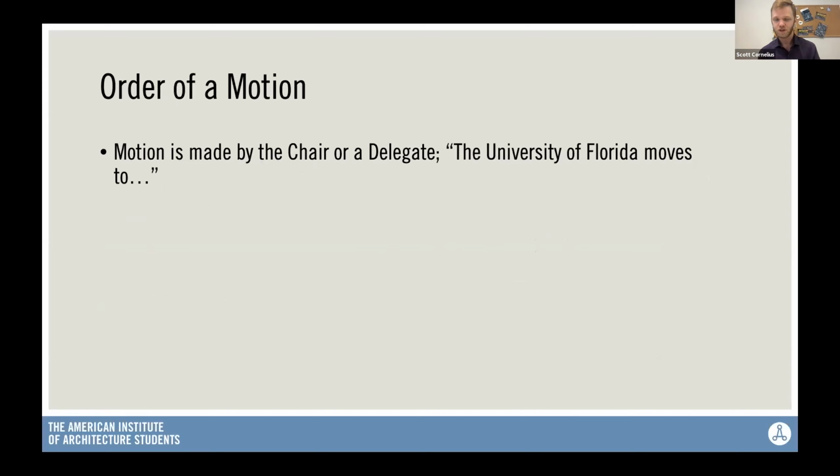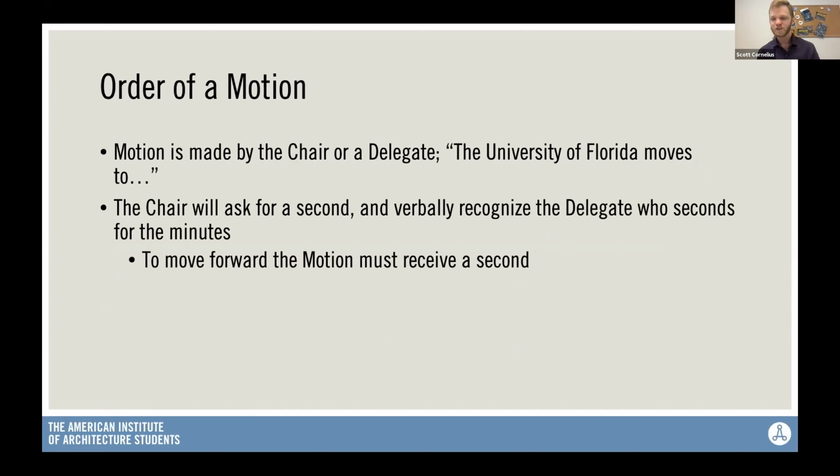So the order of a motion is made by the chair or delegate. For instance, if the University of Florida was making a motion in new business, particularly is where this would happen, they would say, the University of Florida moves to blank. So you won't say I move, because you're moving on behalf of your chapter. So the University of Florida moves to do whatever you would like to do.